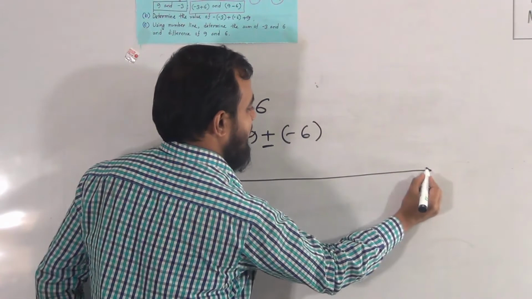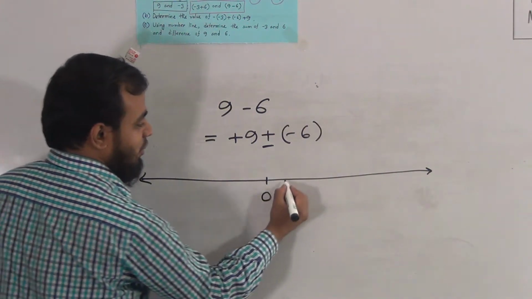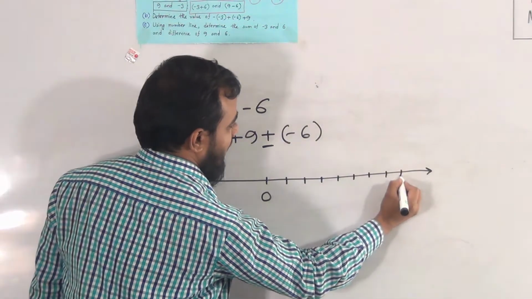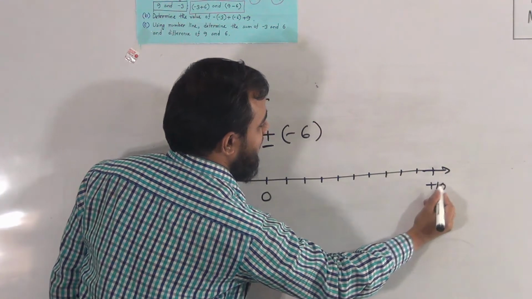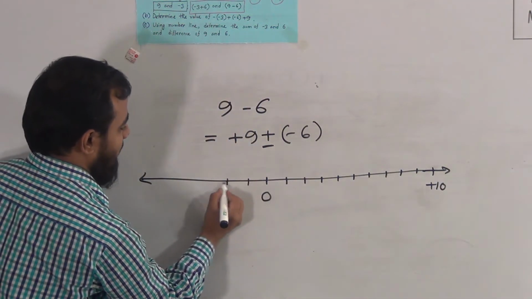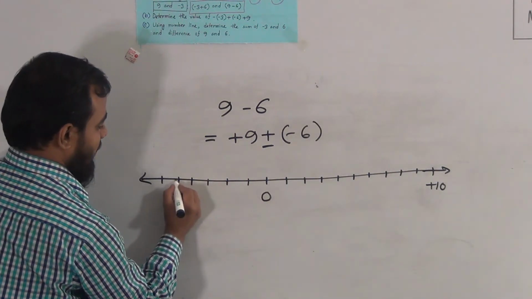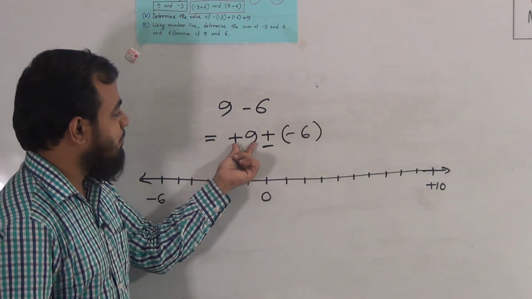By the number line we can solve it very easily. It is our initial point 0. On the right: 1, 2, 3, 4, 5, 6, 7, 8, 9, 10. It is plus 10. On the left: minus 1, minus 2, minus 3, minus 4, 5, 6. It is minus 6. Now look, the first number is plus 9.